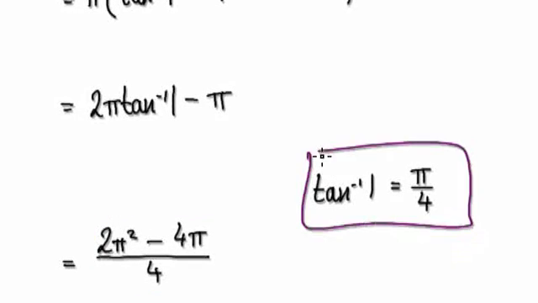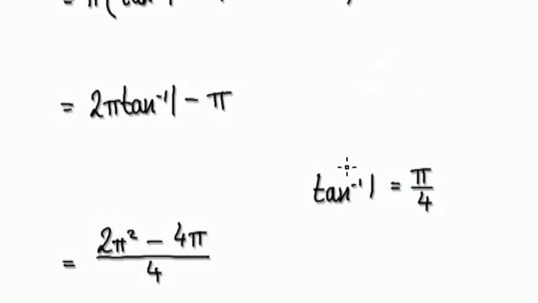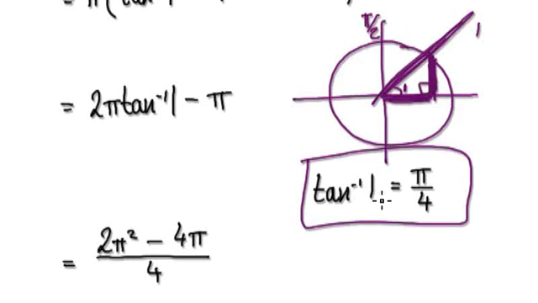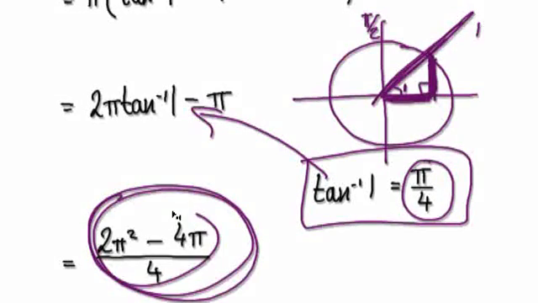Just remember that inverse tan of 1 is pi over 4. If you look at a circle, inverse tan of 1 is when the height here equals the width here. So when will the height and the width be the same? This here is pi over 2, so inverse tan of 1 is pi over 4. You put it into here, and then the overall answer will be this.